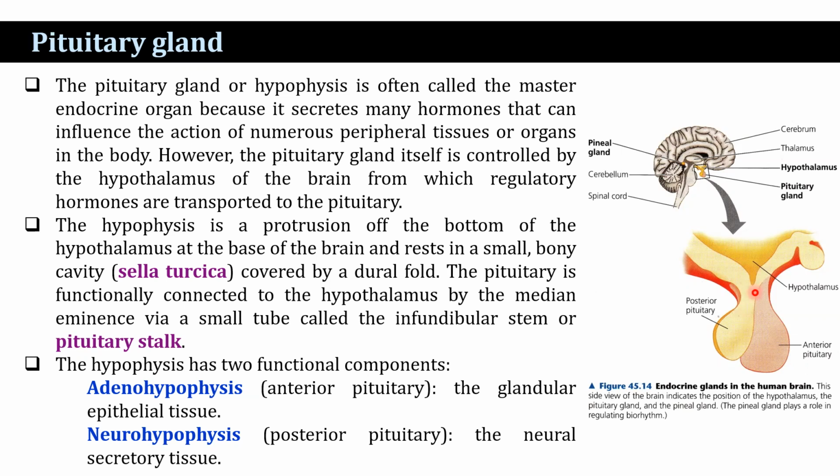The hypophysis has two functional components. One is the anterior pituitary, known as the adenohypophysis, which is a glandular epithelial tissue, and the other is the posterior pituitary, the neurohypophysis, which is a neural secretory tissue.